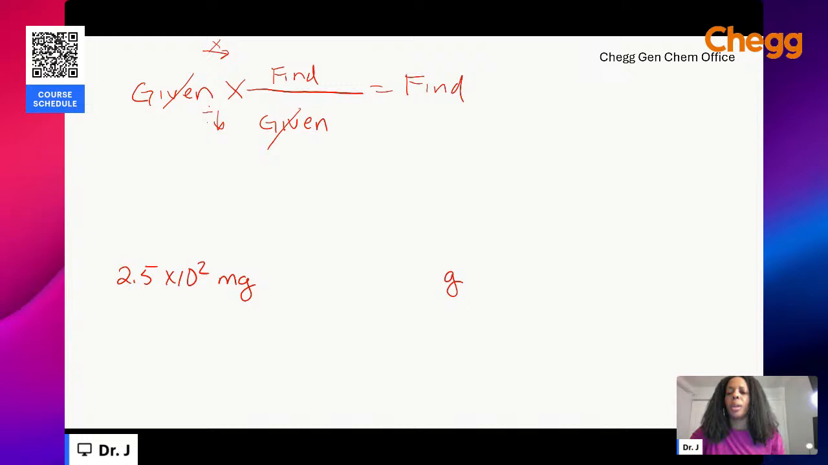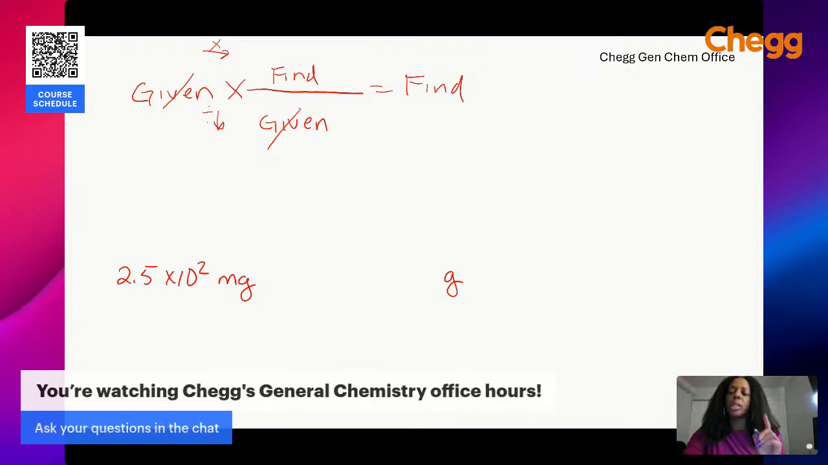Okay. Now, occasionally you might have something that's not able to be done in a one-step problem. So you might have to do multiple of these given, find conversion brackets. And we can go through an example of that shortly.